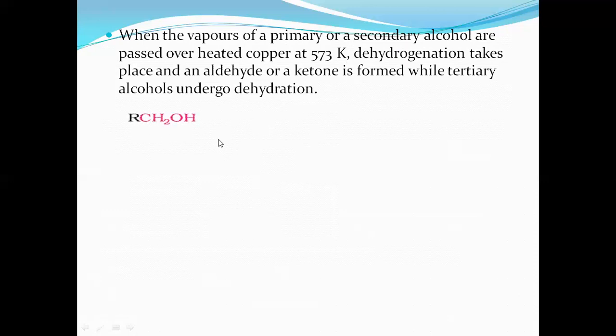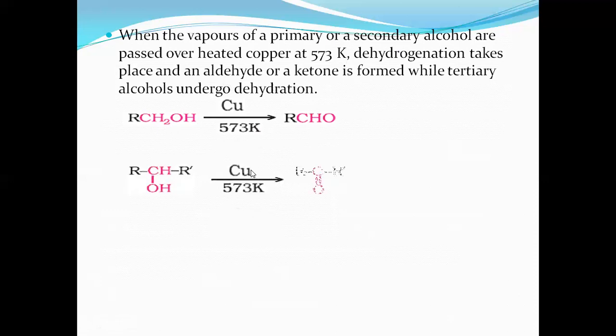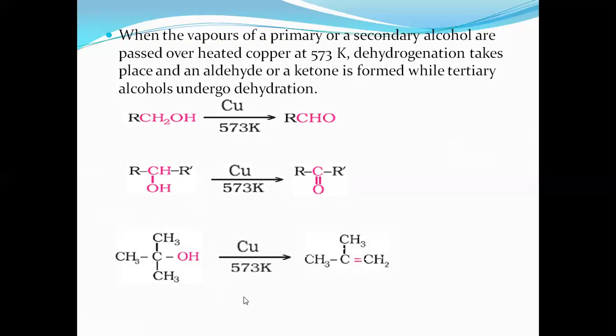You can see primary alcohol when heated over copper results in aldehydes because OH breaks, CH breaks. Similarly, secondary alcohol gives what? Ketones. But in the earlier case, which we studied in oxidation, when treated with the oxidizing agent, tertiary alcohols do not undergo oxidation. But when they are passed over heated copper, dehydration, removal of a water molecule takes place to give the alkenes. Respective propene is formed.